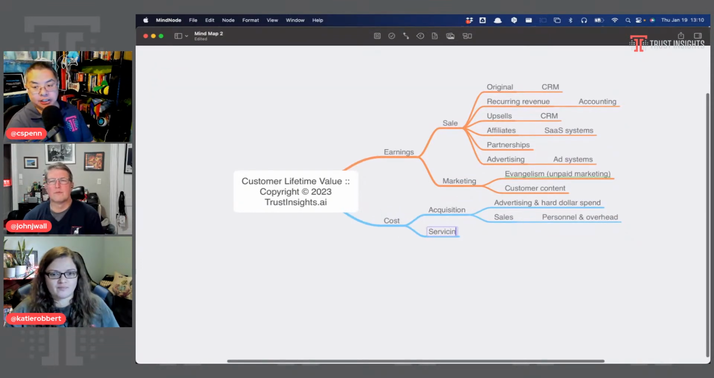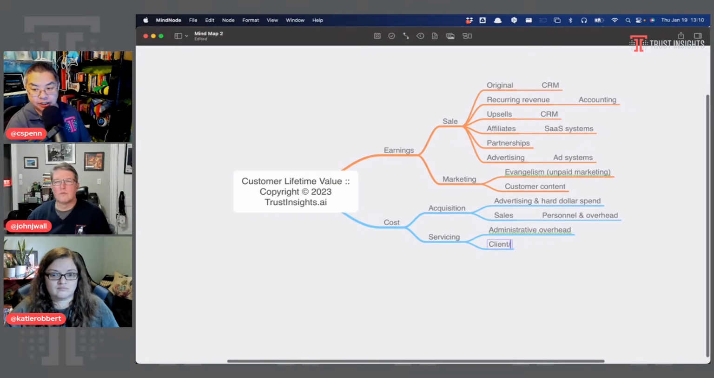You have servicing of the customer, right? That is expensive. So you have the basics like administrative overhead. And that's where you have things like your accounting system and your accounting department to manage that, your billing department, depending on the relationship. You also have client or customer service, right?